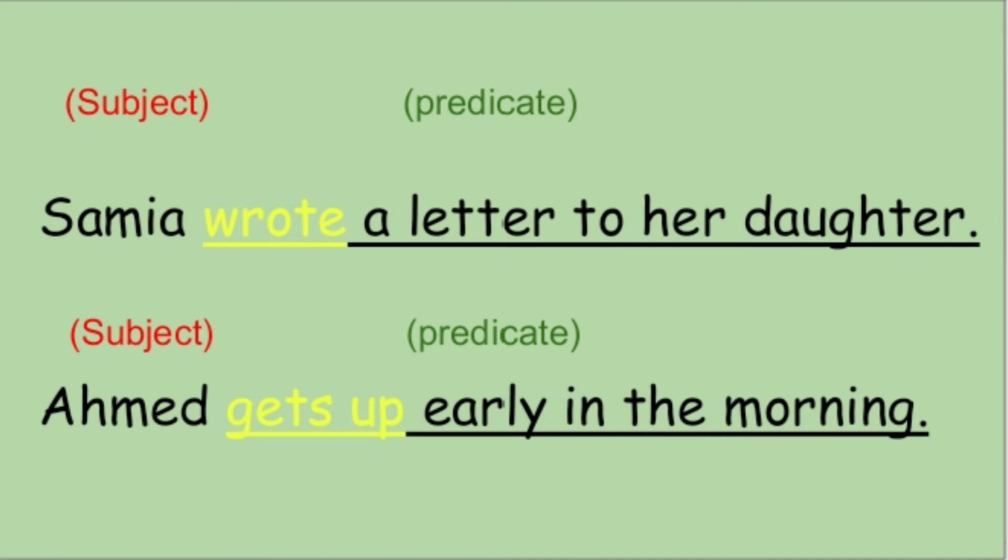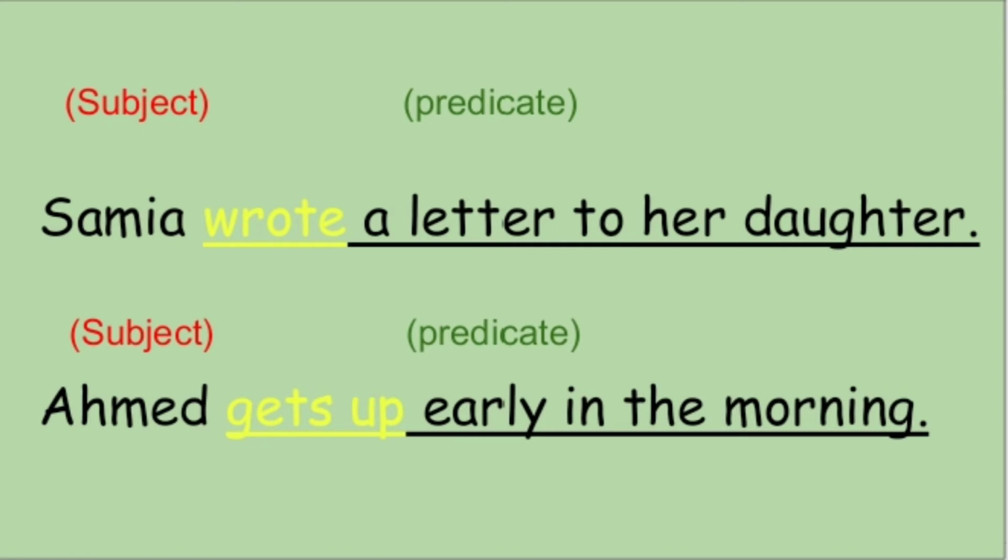If you look at the other sentence, Ahmed gets up early in the morning. Gets up becomes the verb. Ahmed is the person who gets up early in the morning. Early in the morning is an adverb phrase. There is no object in this sentence, but still the whole part starting from gets up and then early in the morning becomes the predicate.